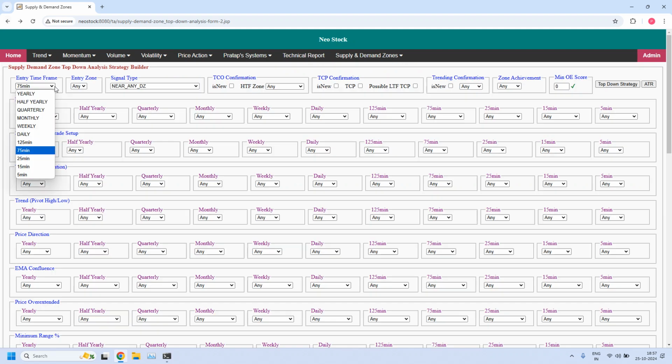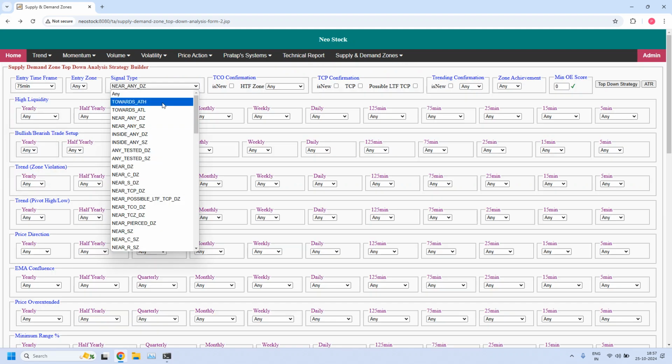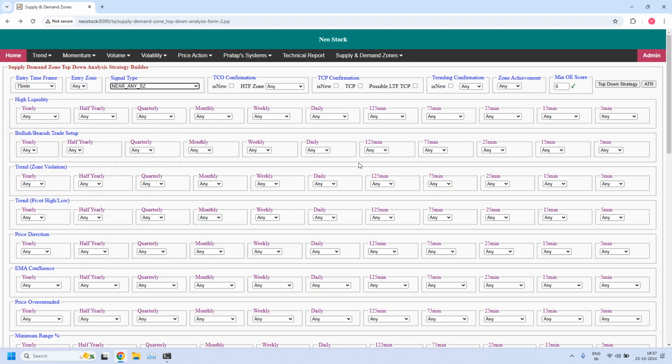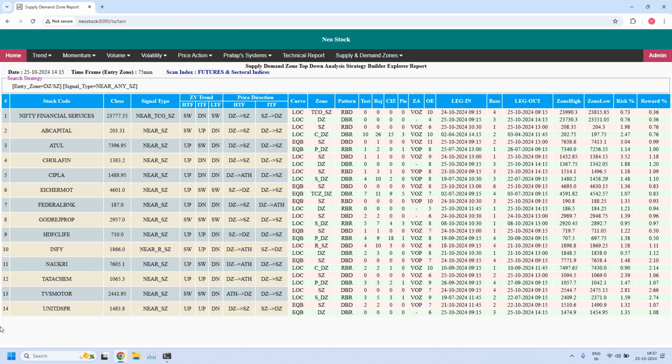Okay, next for 75 minutes time frame, let us find the stocks near 75 minutes supply zone. 14 stocks are filtered near to the 75 minute supply zone. Let's identify high liquidity zones from this list.